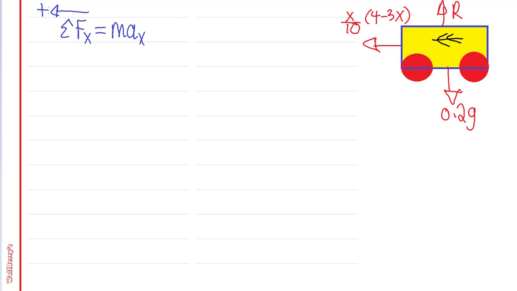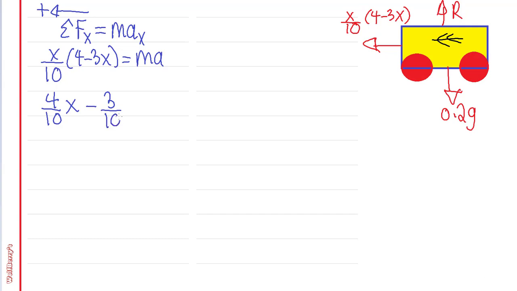Now let's write our net force down. So F of x we have in the question, x divided by 10 multiplied by 4 minus 3x equals ma. Let's expand the bracket on the left. So we get 4 over 10 x minus 3 over 10 x squared is equal to the mass, which is 0.2 multiplied by a. Now, since we have x in our equation, and part A asks for an expression for velocity as a function of x, it means we need v and x in our equation.